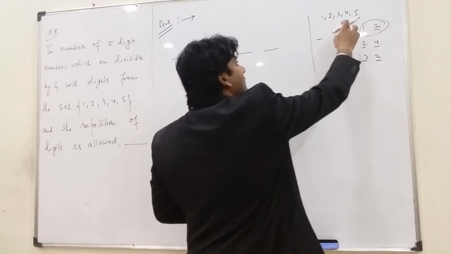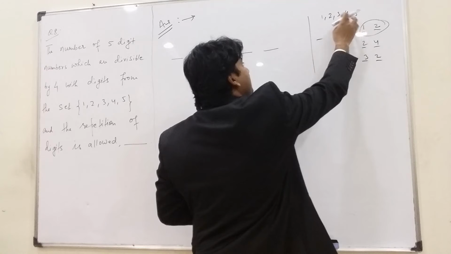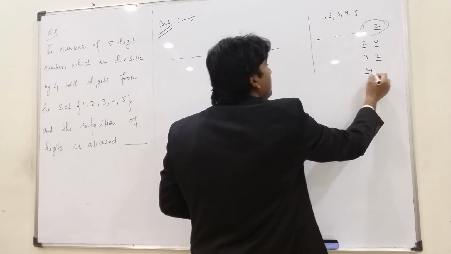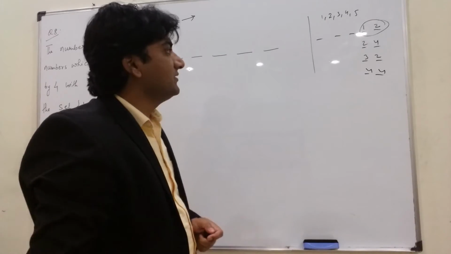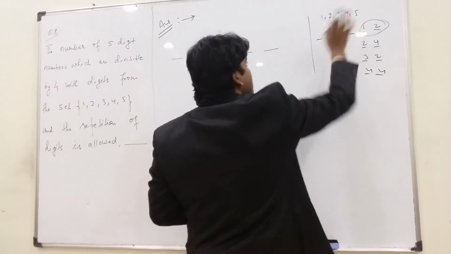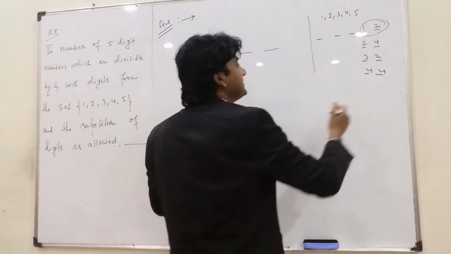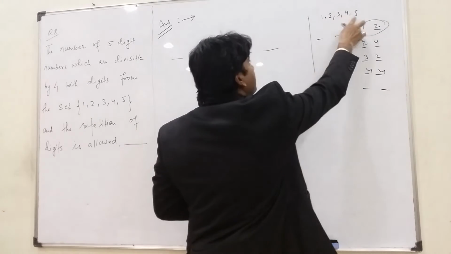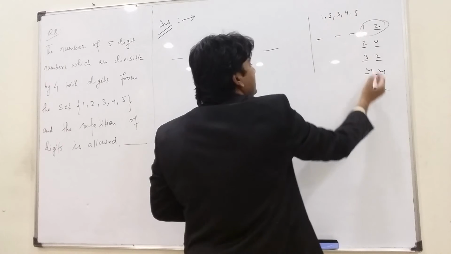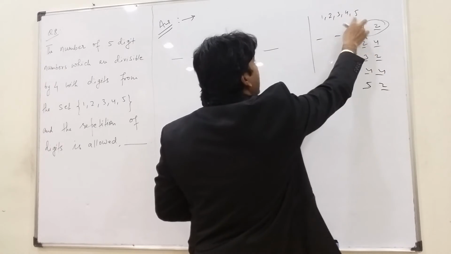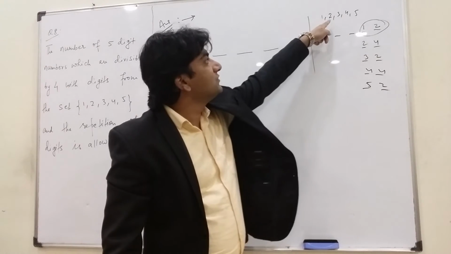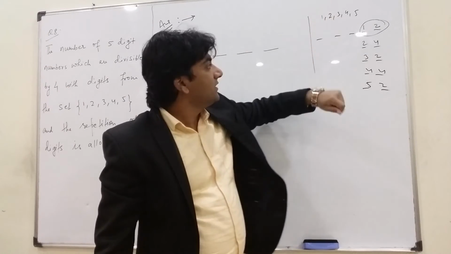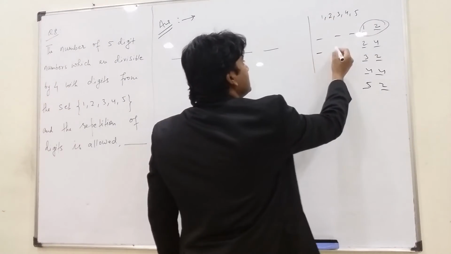Now we will start with 4. So 4, 1 not possible. 4, 2 not possible. 4, 3 not possible. But 4, 4 is possible because digits can repeat, it is mentioned in the question. Now 4, 5 is also not possible. Then we will start with 5. 5, 1 not possible. 5, 2 possible. And 5, 3, 5, 4, 5, 5 not possible. Similarly, 1, 1 not possible, 2, 2 not possible, 3, 3 not possible.